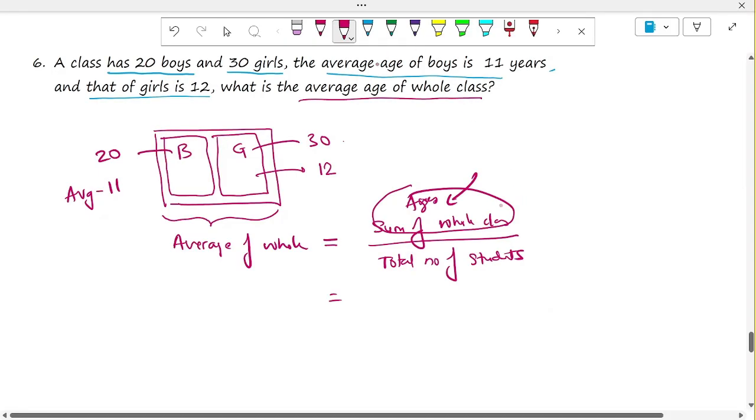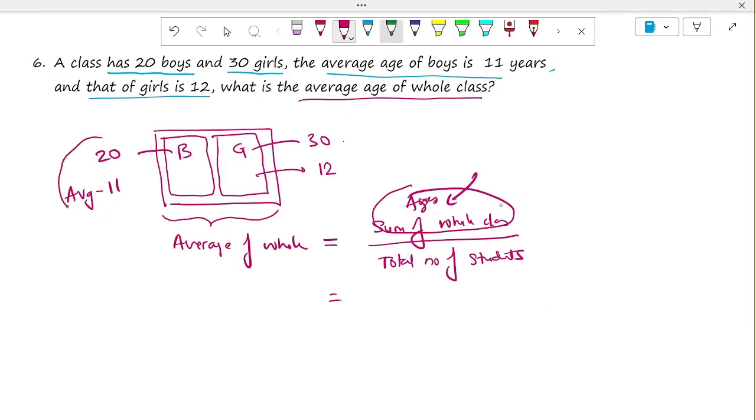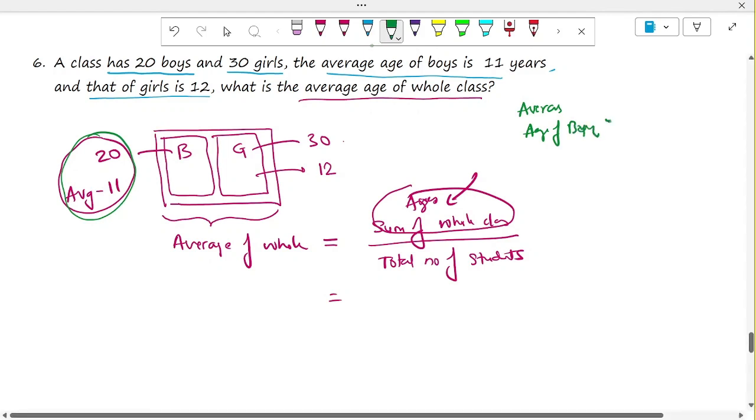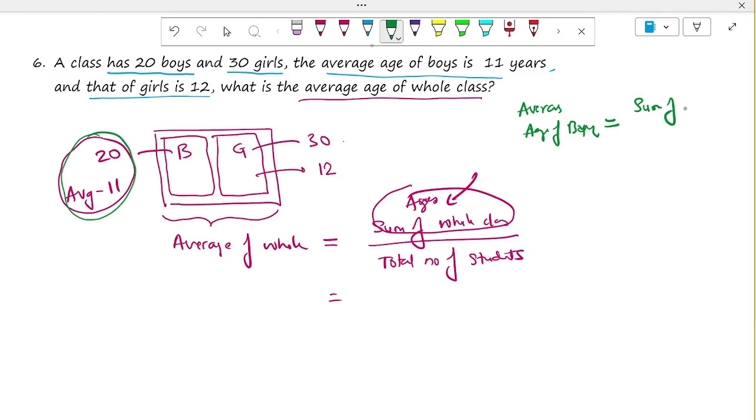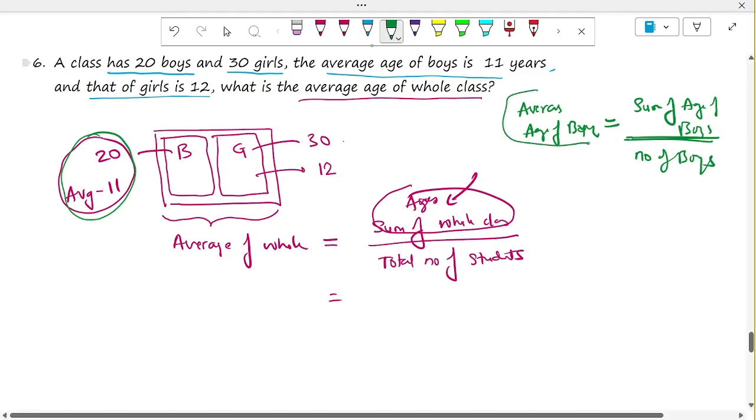I'll give you a hint. Try to observe this part. Average age of boys. Average age of boys is equal to what? Sum of ages of boys divided by number of boys. This is the formula for average age of boys.